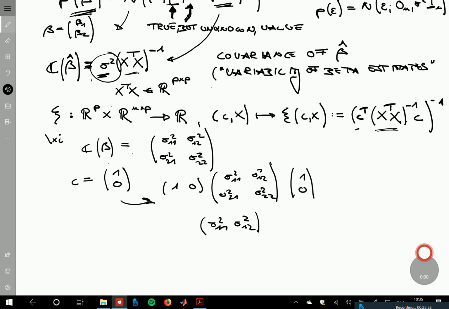If you then do the other multiplication, you isolate the first variance parameter here. So if you look at the contrast weight vector of 1 0, you isolate the variance of the first parameter. You don't look at the covariance between the first and the second parameter, you don't look at the variance of the second parameter, but you look at the variance of the first parameter. So this is how this contrast weight vector basically takes out specific components of the covariance of the beta estimates.